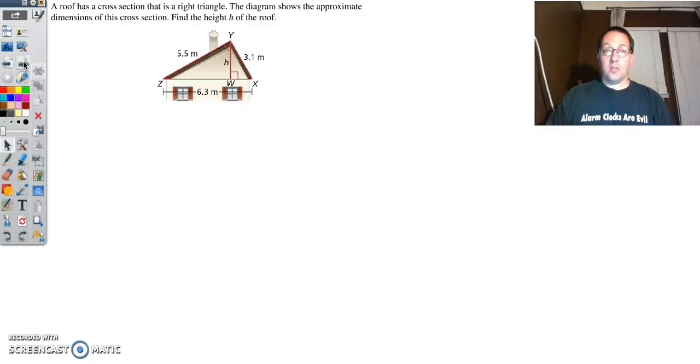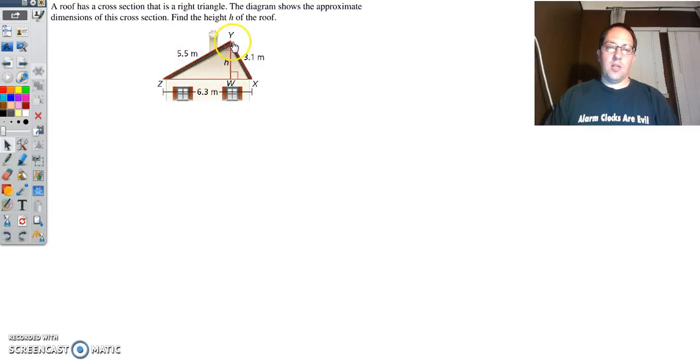Let's take a look at this. What we can use with this? Well, since they're similar figures, we can do stuff with them. So here we have the cross section of a roof. We need to know how high is the roof. It tells us this roof is at a right angle, so it's a little odd looking, but that's okay.